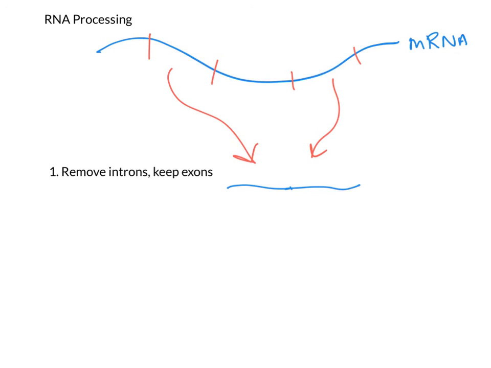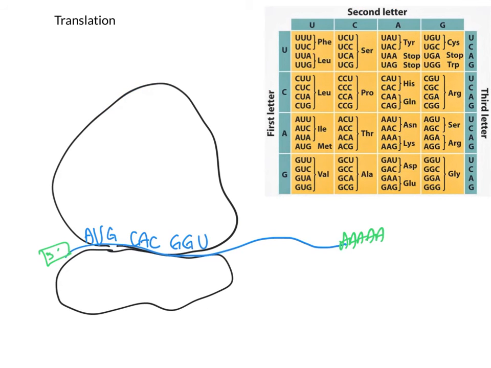The second step is to add a 5' cap. So we'll just call that this little guy right here. Here's our 5' cap. And the last step is to add a poly-A tail. So a whole bunch of A's to the end. This is now a processed mRNA. The last step is translation.